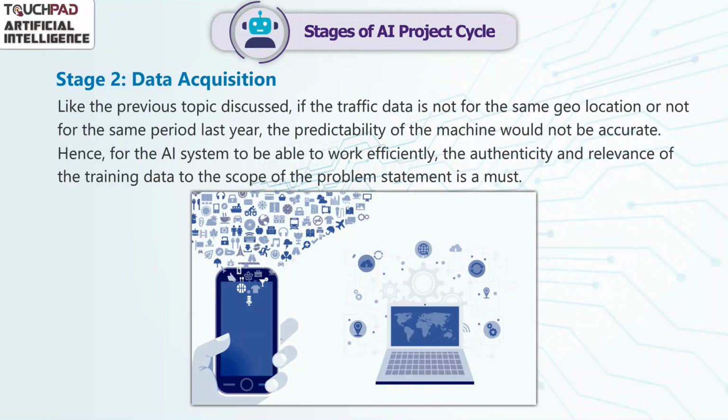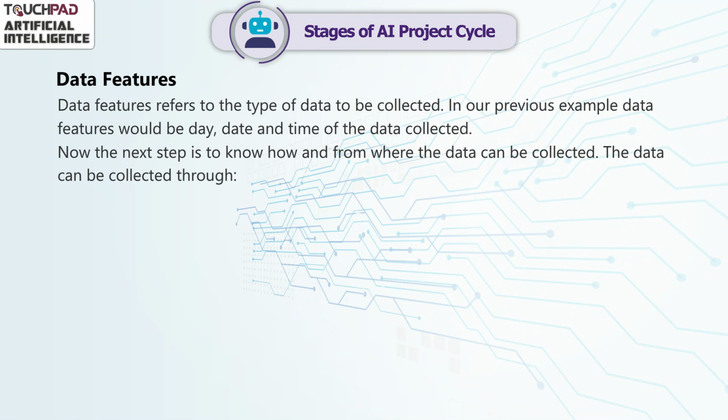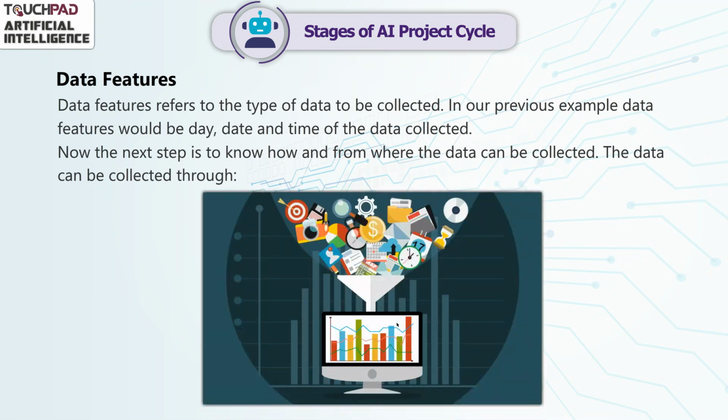Hence, for the AI system to be able to work efficiently, the authenticity and relevance of the training data to the scope of the problem statement is a must. Data features. Data features refers to the type of data to be collected. In our previous example, data features would be day, date, and time of the data collected.